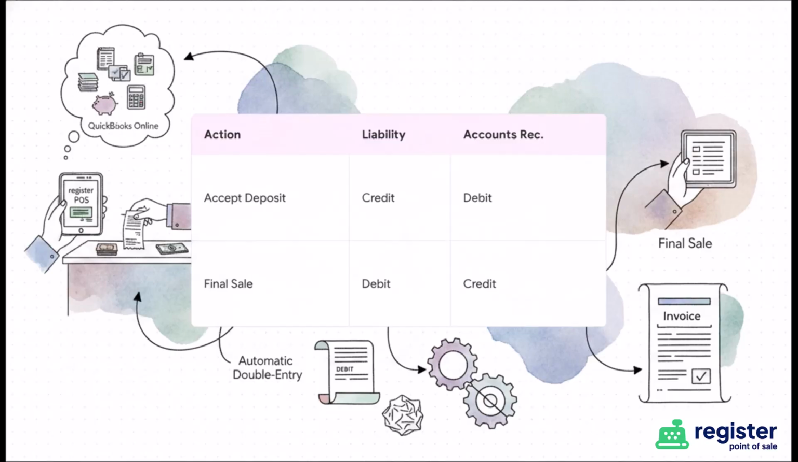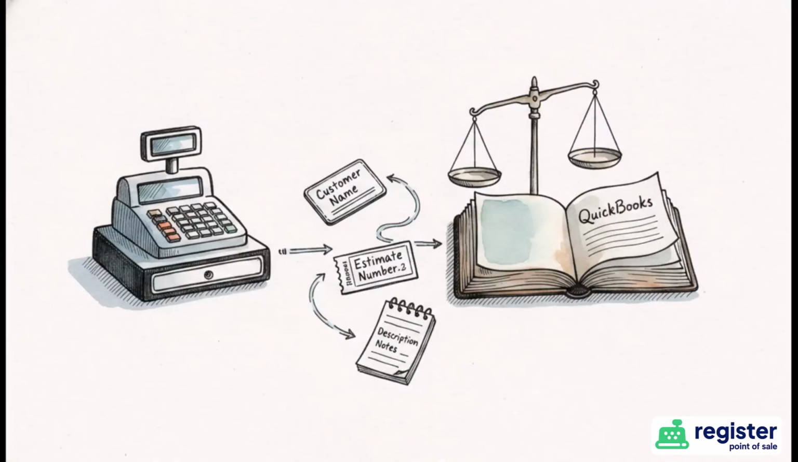The beauty here? Manual data entry is entirely eliminated. And we're not just pushing raw numbers here, it pushes rich, detailed data. The journal entry in QuickBooks Online automatically includes the customer's name, and it uses the exact Register estimate number as the journal entry number. It even adds automated description notes like applying deposit for estimate number. This level of automated detail means your financial records perfectly reflect your actual cash on hand versus your recognized revenue. It keeps your books perfectly balanced, and honestly, it keeps your accountant very, very happy.